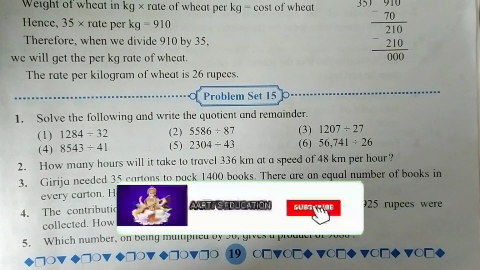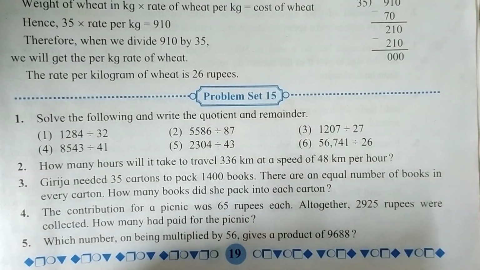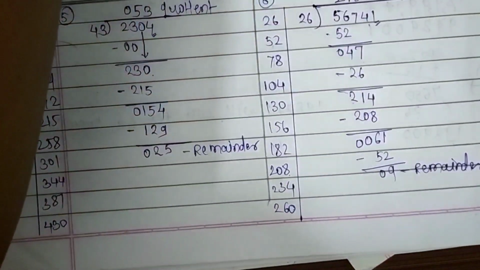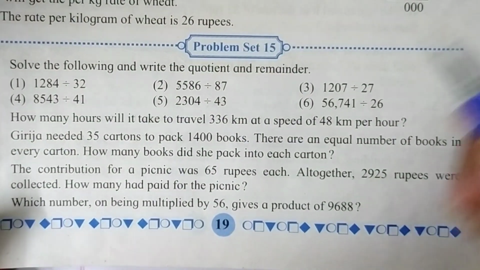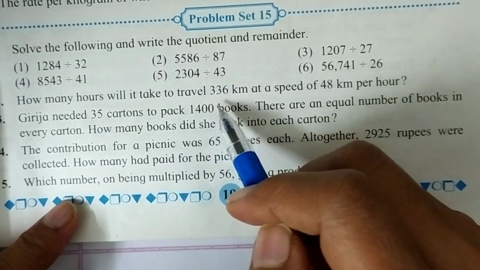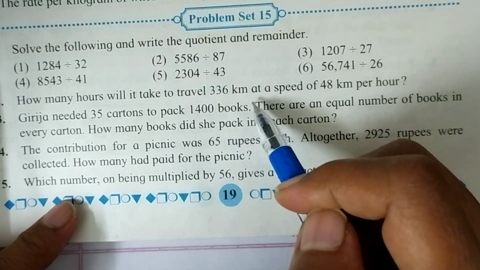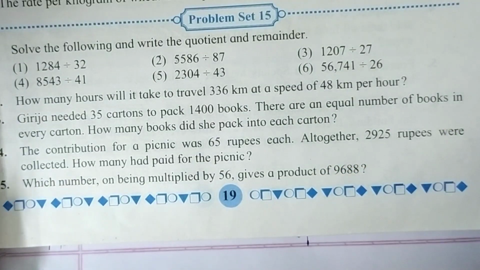Welcome to Aarti's Education. This is the second part of problem set 15 and we are going to solve here questions 2 to 7. Now look at the second question. It is, how many hours will it take to travel 336 km at a speed of 48 km per hour?